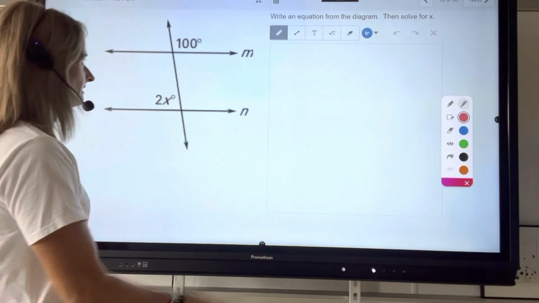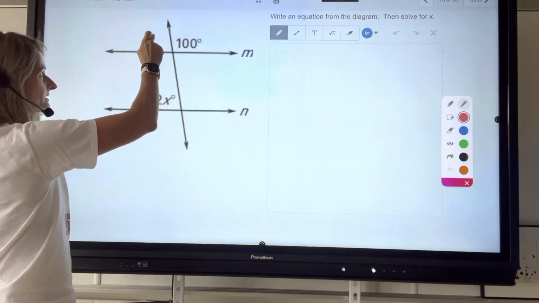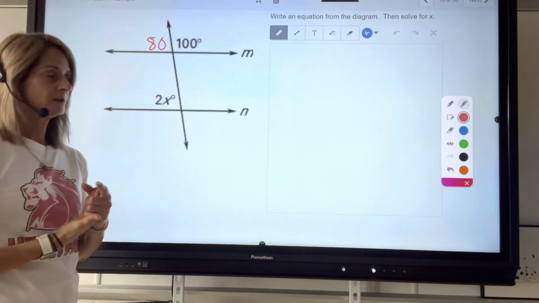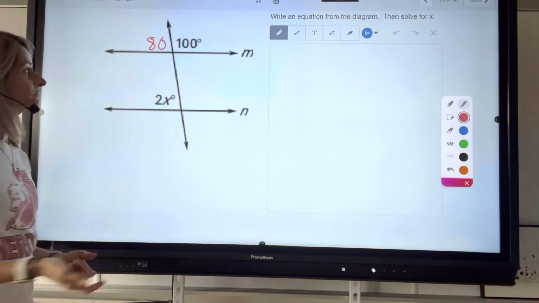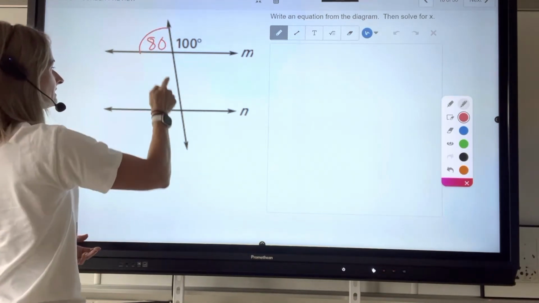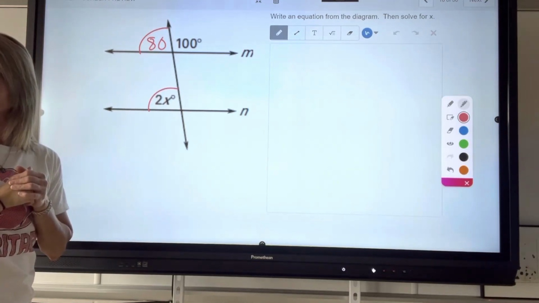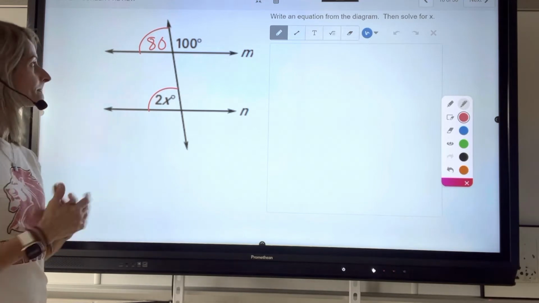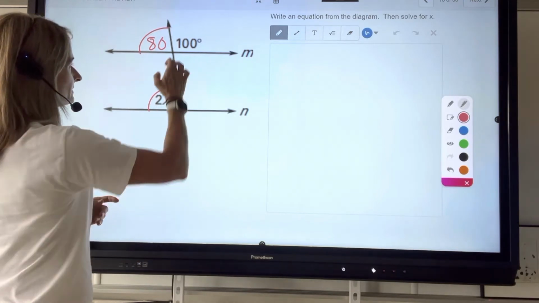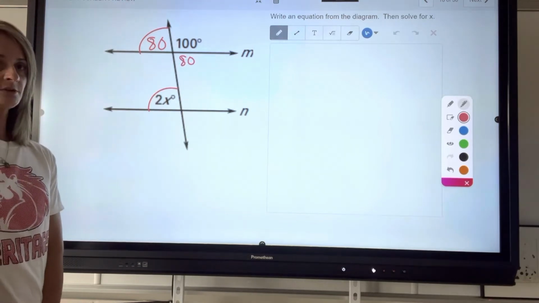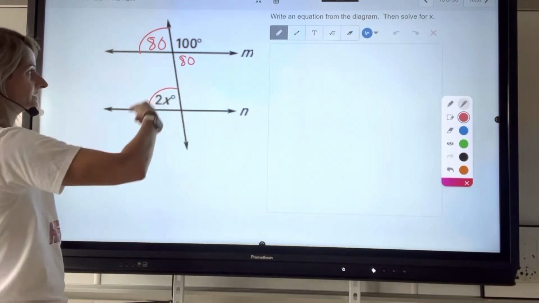Wouldn't you agree that if this angle is 100 degrees, this one has to be 80 because together they make a straight line? So if you wanted to, you could set 80 equal to 2x because those are corresponding angles. Or this one's also 80. You could use alternate interior angles. Still, 2x is going to be equal to 80.